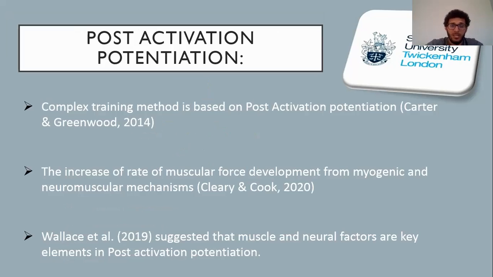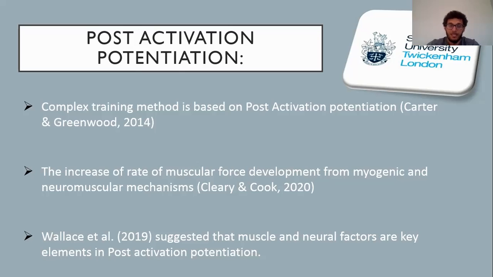Again, the main idea behind complex training is to utilize post-activation potentiation to enhance performance. Cleary and Cook 2020 defined it as the increase in rate of muscular force development from myogenic and neuromuscular mechanisms. This can be from an elevation in phosphorylation of myosin light chain, an increase in calcium sensitivity, or an enhancement in motor neuron excitability. This can take the form of motor unit recruitment and synchronization, and Wallace et al. 2019 suggested that muscle and neural factors are key elements in post-activation potentiation.